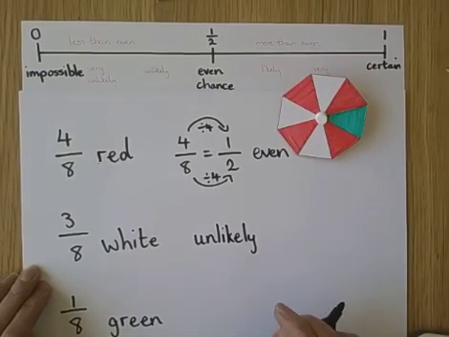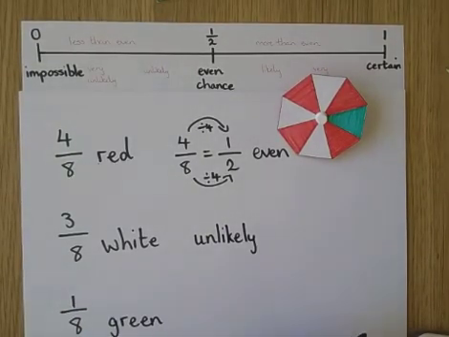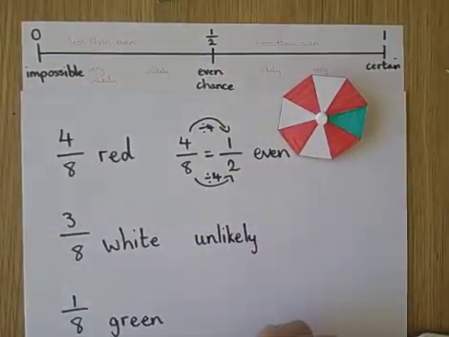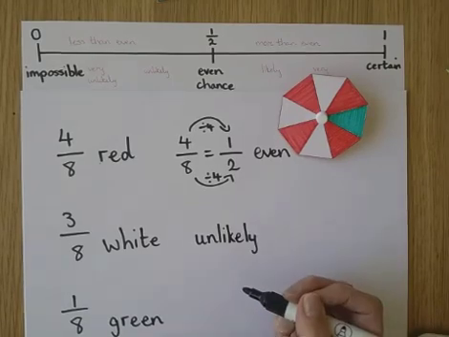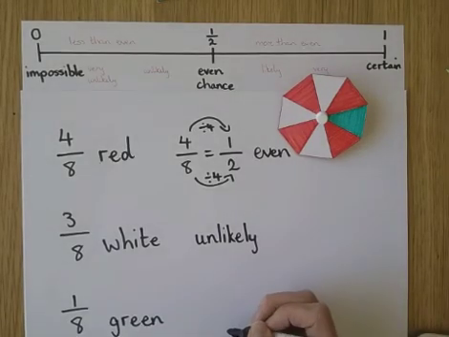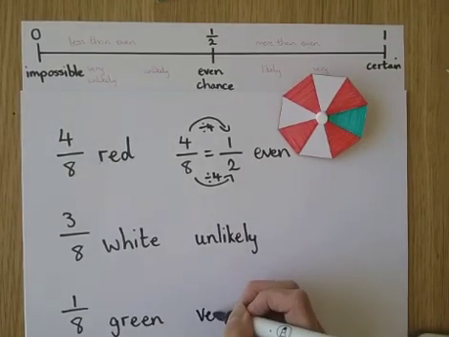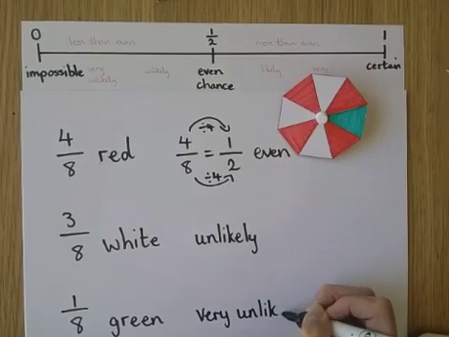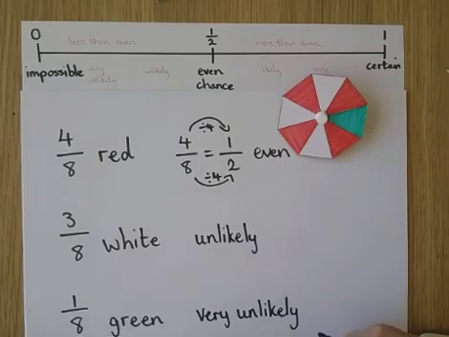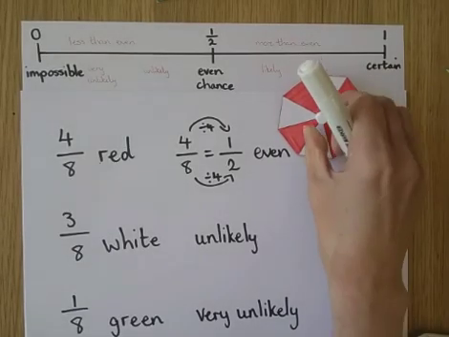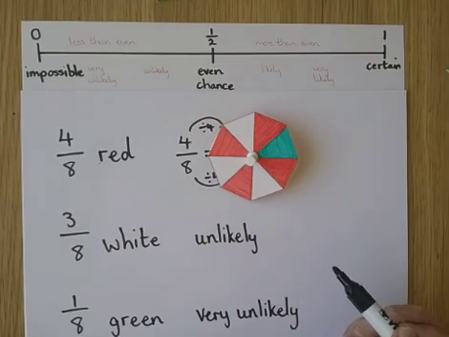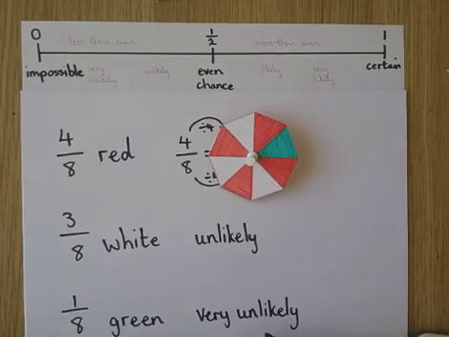What's the chance of landing on green? Well, it's not a great chance, is it? It's not impossible. There is a chance that it could happen, but it's not a great chance. So which word would you use? I think I would go for very unlikely. I think we could say for this probability spinner that it's very unlikely to land on green. So if you had this probability spinner for your game and the colour you were allocated was green, I don't think you'd be very happy, because the chance of landing on green is very unlikely.